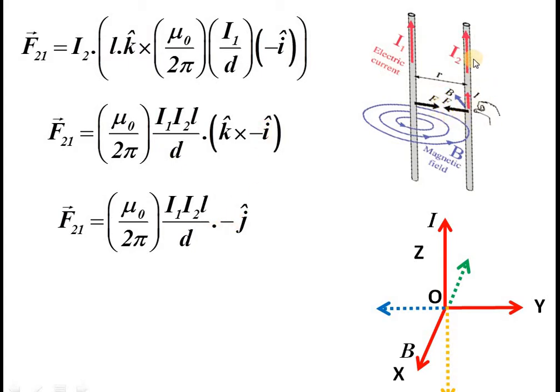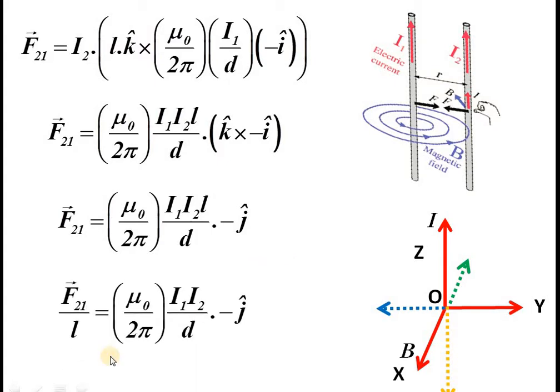That means the force on wire 2 due to wire 1 will be in this direction, along the negative y direction. Understand? So we got the concept of direction also. So force per unit length can be found; there is no difficulty in finding force per unit length.